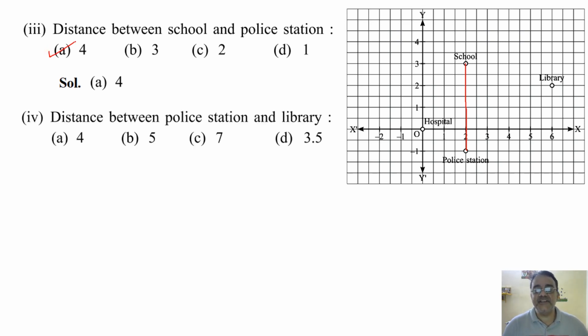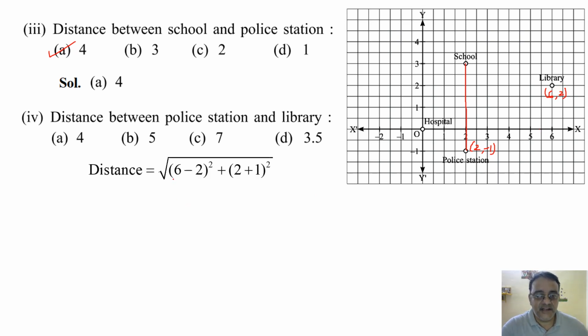Distance between police station and library. The coordinate of police station is 2, minus 1, and the coordinate of library is 6, 2. So the square root of 6 minus 2 whole square plus 2 plus 1 whole square. So we are getting 16 plus 9, that is 25. Square root of 25, 5. So the correct option is B.